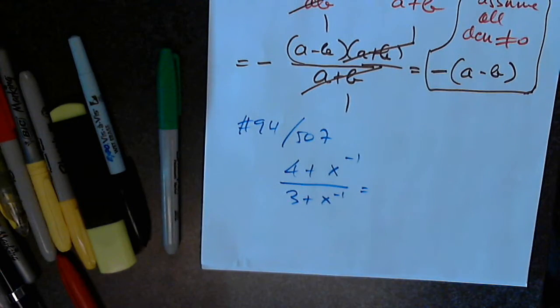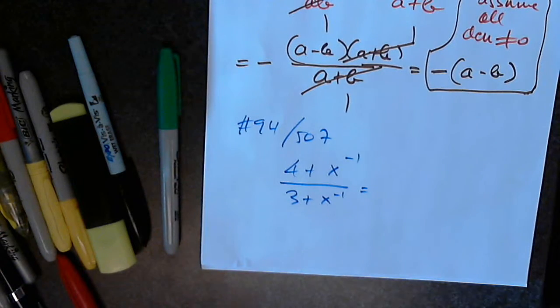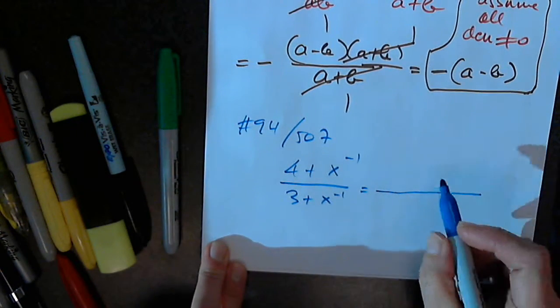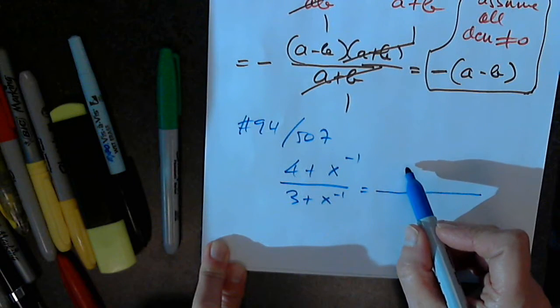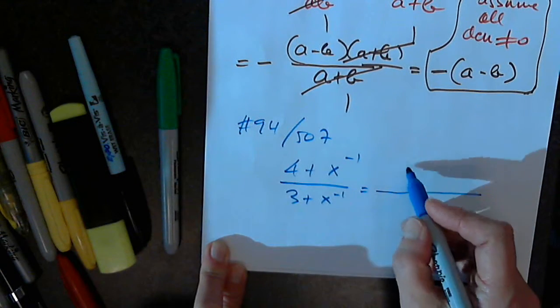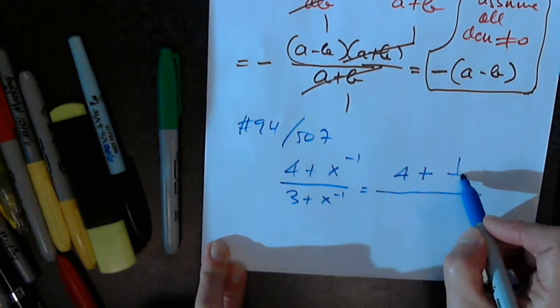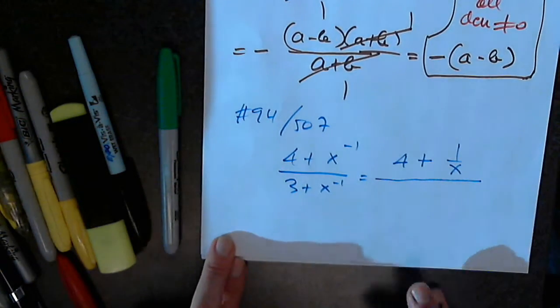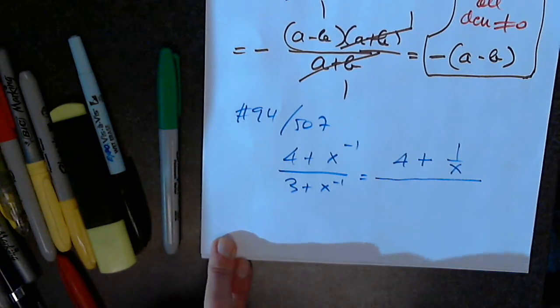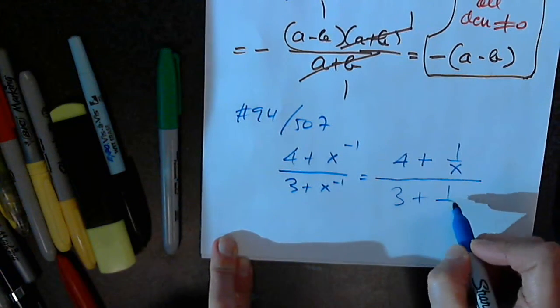Can anyone explain the first step? Rearrange them. Yes. How will you rewrite the top? X to the -1 plus 4. I have 4. Yeah. I have plus 1 over x, thank you. Okay. Can anyone give us the denominator? 3. Thank you very much.